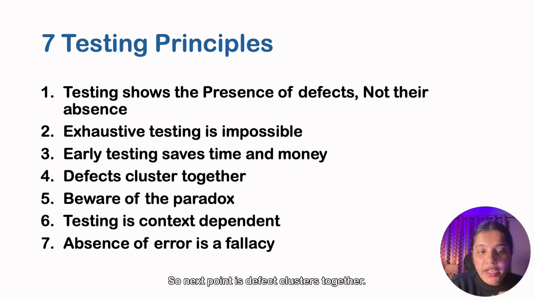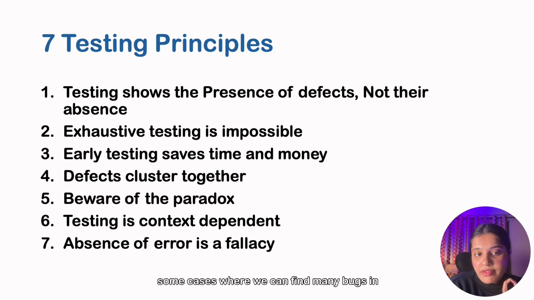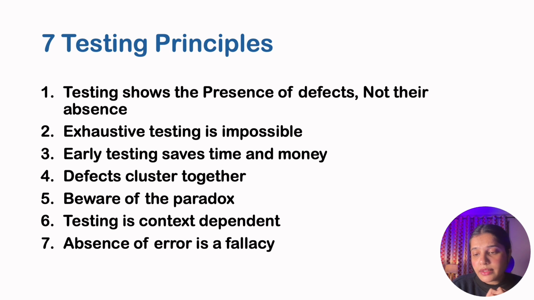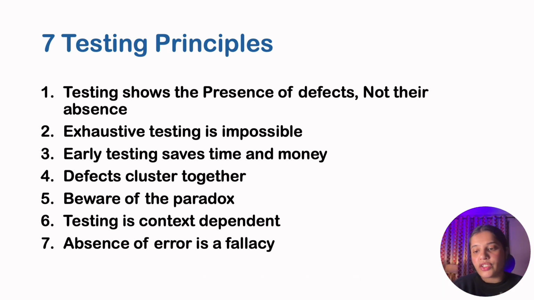Okay. So the next point is defects cluster together. This point states that in a system there are some cases where we can find many bugs in a single functionality only. Let's say again I'll take the banking example. Let's say you are testing a banking application, and you might find bugs in the transaction functionality itself, right? And there are not many defects in other functionality.